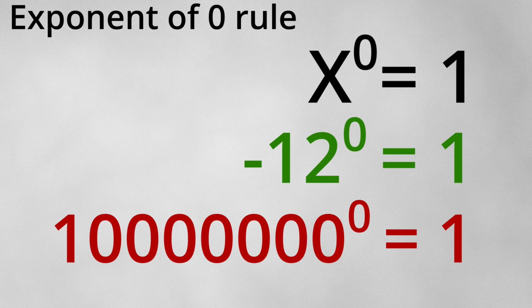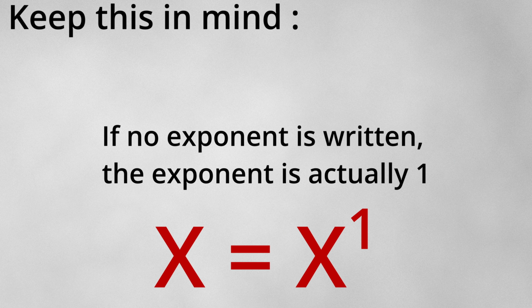If the exponent is 0, then your answer will always be 1. There is no exception. Something to keep in mind is that if your number does not have an exponent, you can consider that number to have an exponent of 1.